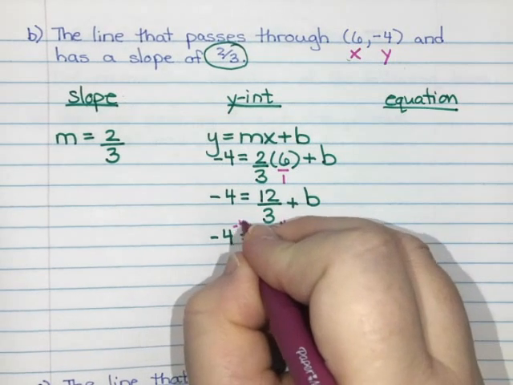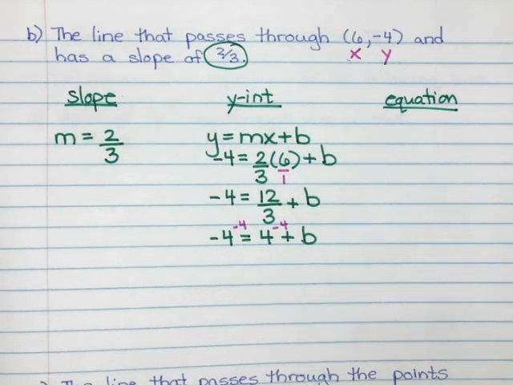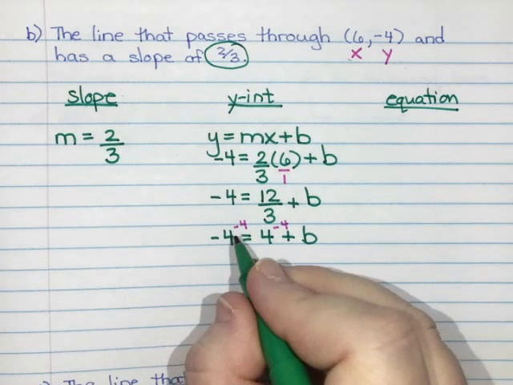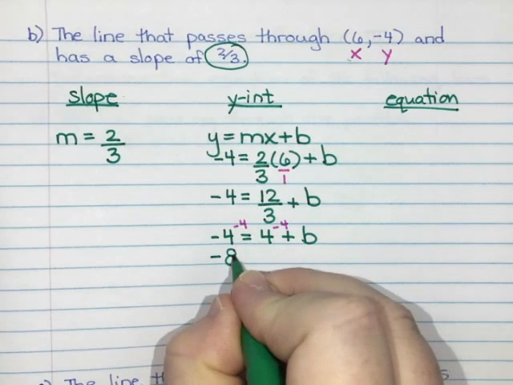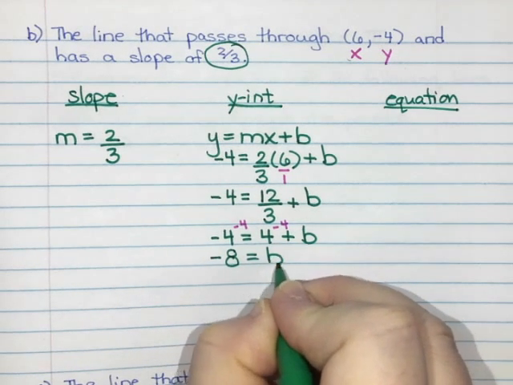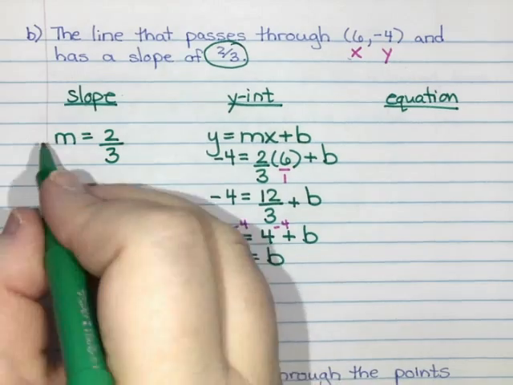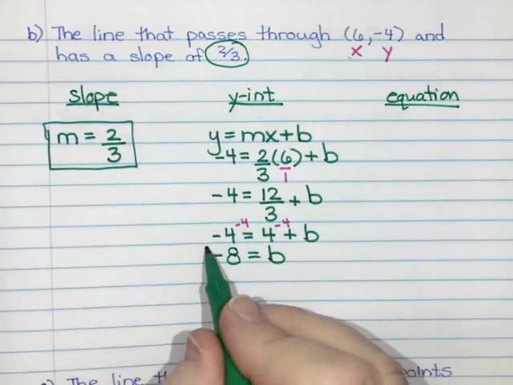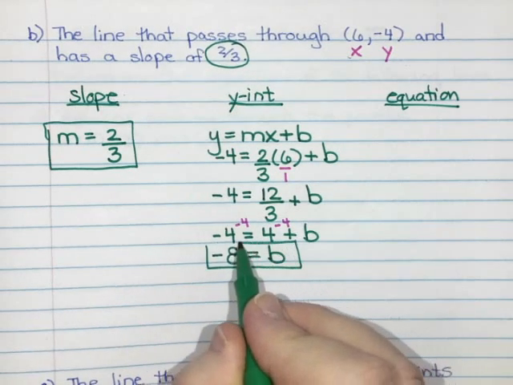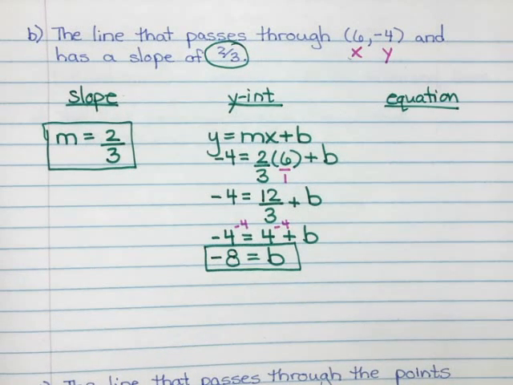If you need to flip your equation over first, you're welcome to do that. -4 minus 4 is actually -8. You can use your calculator to help you with that if you need to. So I now know that my slope is 2/3. I know that my y-intercept is -8. So we are ready to write our equation.